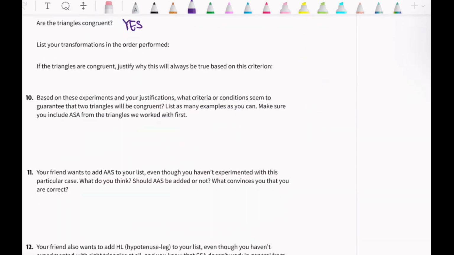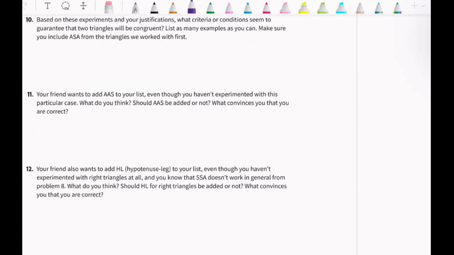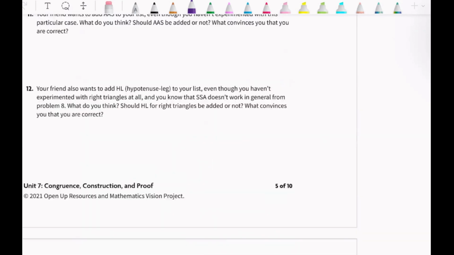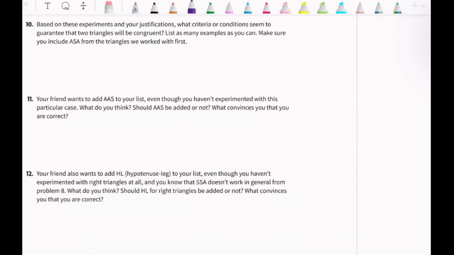So number 10, based on these experiments and justifications, what criteria conditions seem to guarantee the two triangles will be congruent? This one you can now answer. It said your friend wants to add AAS to the list, even though you haven't experimented with this particular case. What do you think? I'm going to have you do 11 and 12 on your own. And we'll come back together as a class, and then we'll be able to figure out, what about AAS, Miss Johnson, and HL? Are those two going to work out? So I want you to finish off 11 and 12 on your own to see if those two would work. Thanks for listening.